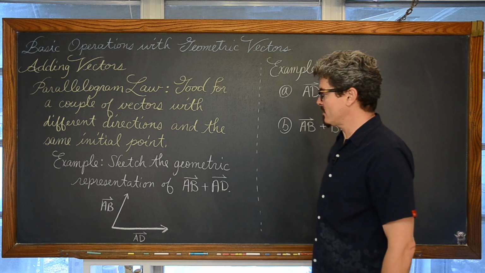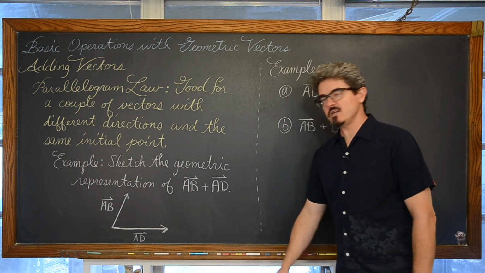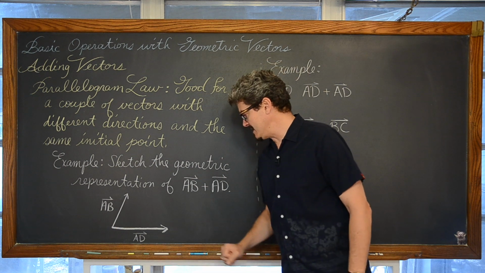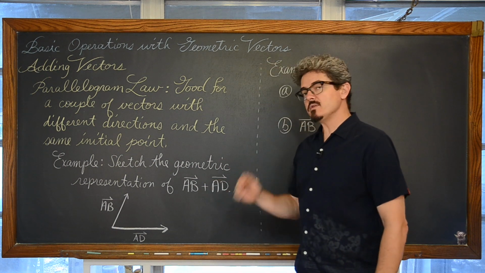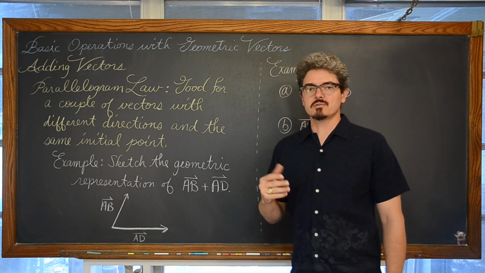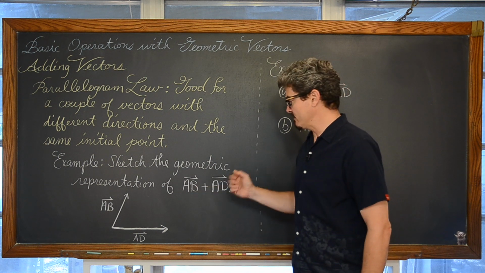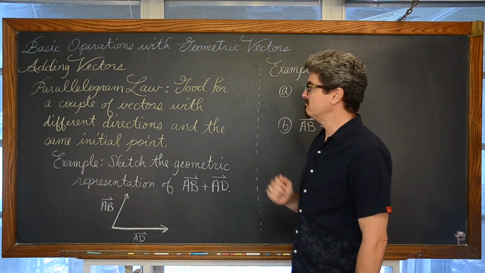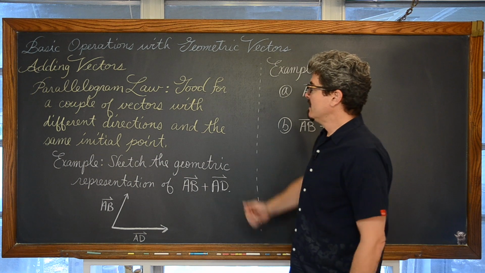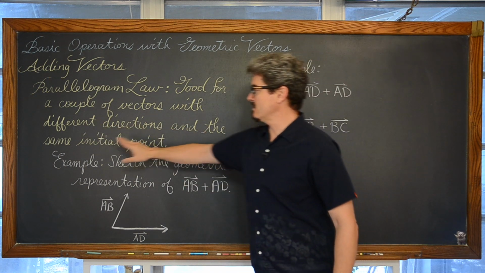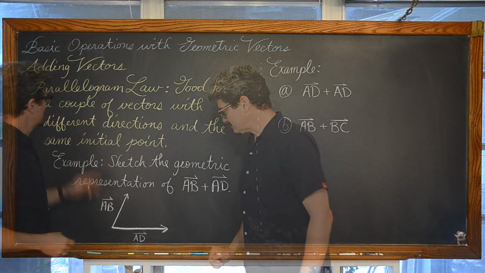So our example here is going to be: sketch the geometric representation of vector AB plus vector AD. Now we know these are going in different directions because the terminal point for each of these vectors is represented by a different variable, and the initial point of both of these vectors is this point A. So we do indeed have two vectors with different directions that share that same initial point.